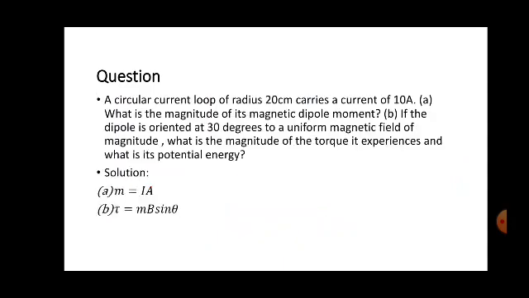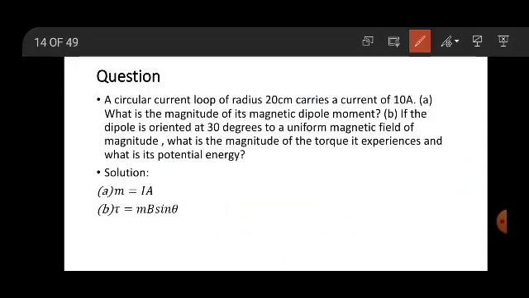So let's see another question here. It says a circular current loop of radius 20 centimeter carries a current of 10 amperes. A. What is the magnitude of its magnetic dipole moment? Okay. B. If the dipole is oriented at 30 degrees to a uniform field of the magnitude, what is the magnitude of the torque it experiences and what is its potential energy? Okay.